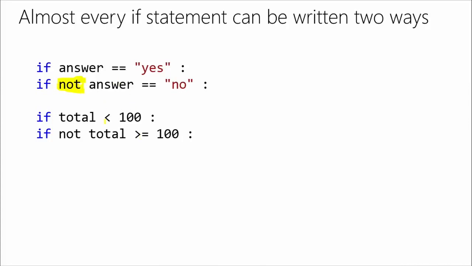I could say if the total is less than 100, or if not total greater than or equal to 100, because if a total is not greater than or equal to 100, then it must be less than 100. So which is the right way to do it? Well, I don't know. It really falls into a certain amount of what you like. I find it easier to express it in a positive way. I find saying if not total, if not answer kind of confusing.